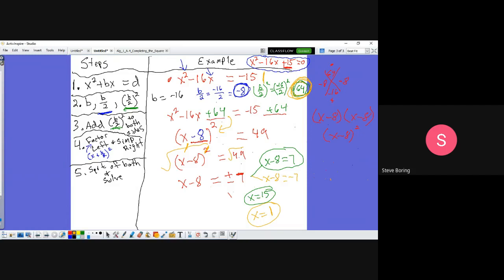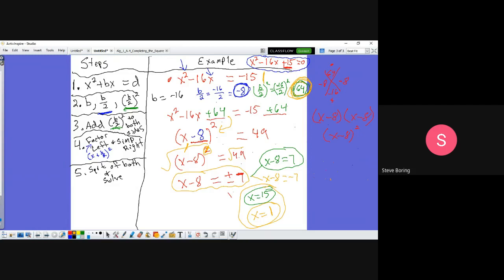Why did we want that? Because now we can take the square root of both sides to get rid of that square, like we did, and then we're just left with an equation that looks like this that really represents 2 equations, and there's our 2 solutions right here. Okay, so that's going to be the steps to solving a quadratic by completing the square.